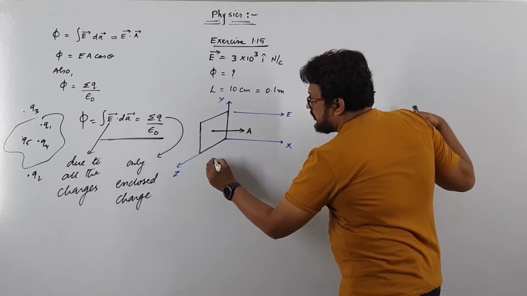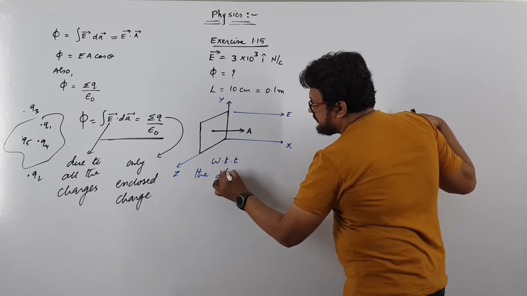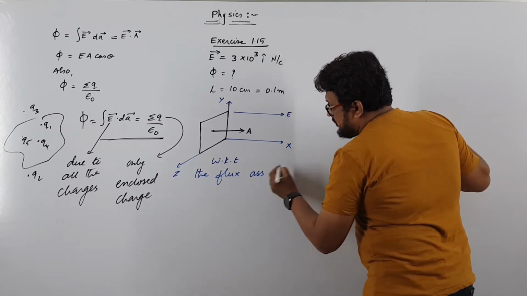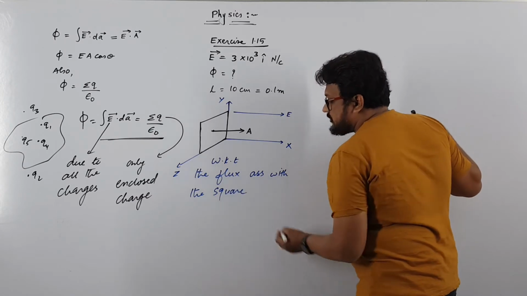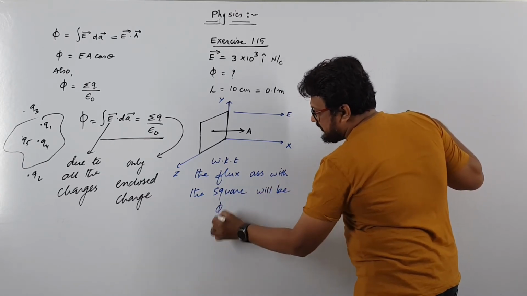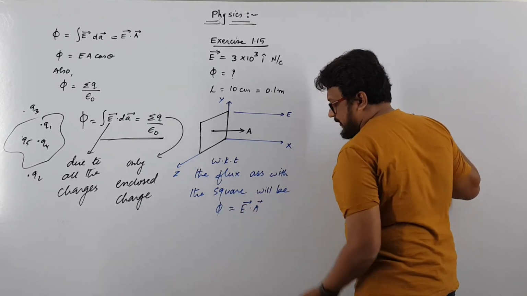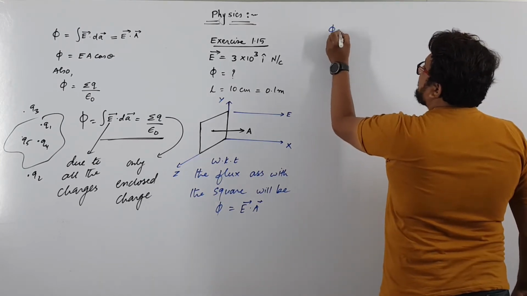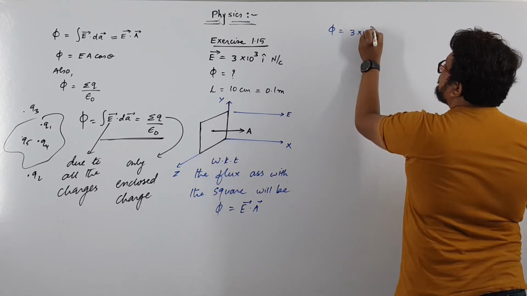So here we know that the flux associated with this square will be flux phi is equal to vector E dot vector A, right? So in two different ways you can solve. So flux phi is equal to E is 3 into 10 to the power 3.